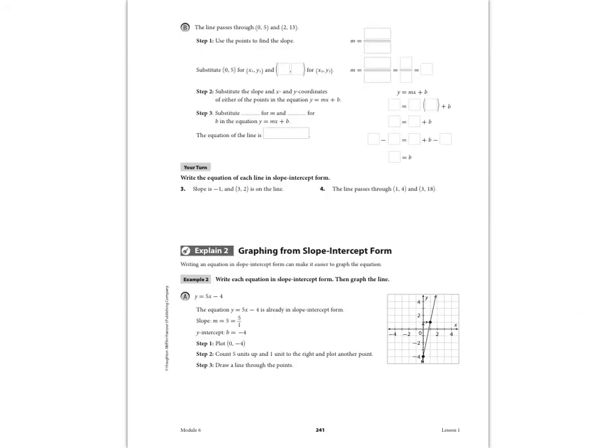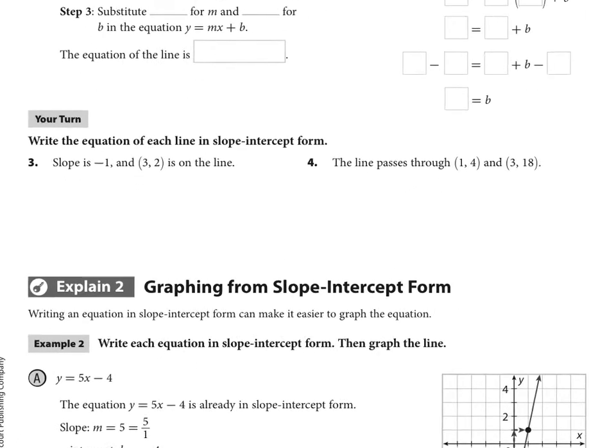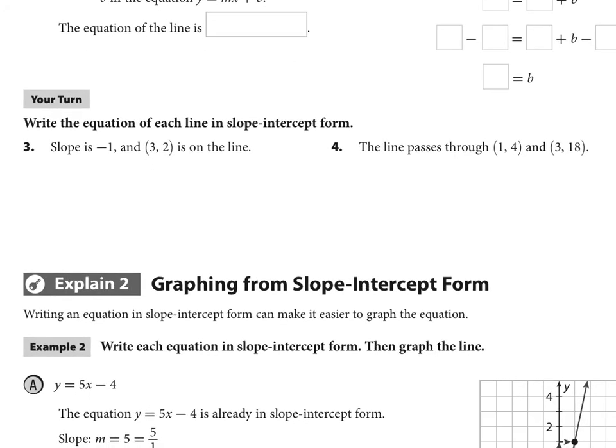Your turn on page 241, number 3. The slope is -1 and (3, 2) is on the line. So we're going to write the equation of this line in slope-intercept form, which means I want it to look like this: y equals mx plus b. If I know what my slope is and what my y-intercept is, I can write my equation.